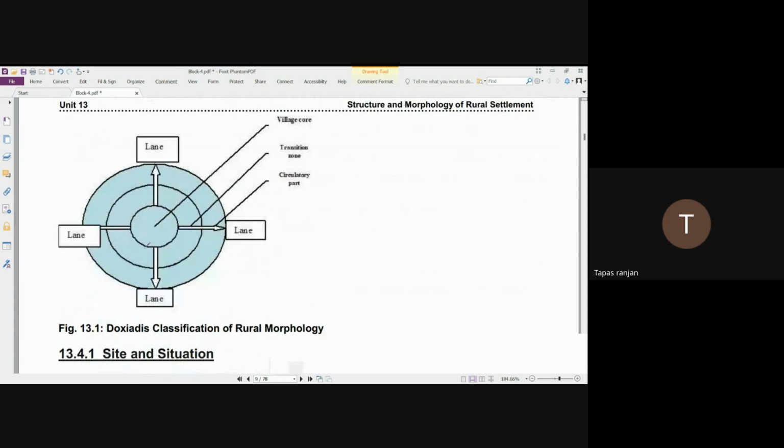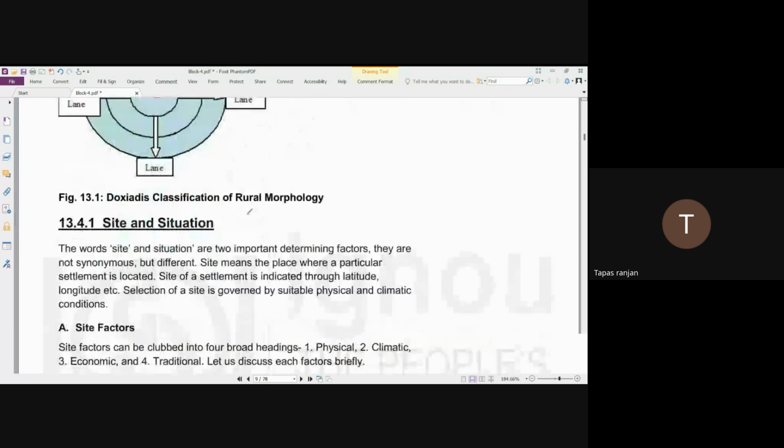Okay, so these are different concentric models that have been given by Doxiadis. So this is the core, the core of the village, and that is basically lived in by the headmen, and we have already discussed that. And then this is the transitional zone, and this is the circulatory part, where most of the newly migrated people start building their houses or settlements. Okay, then site and situation.